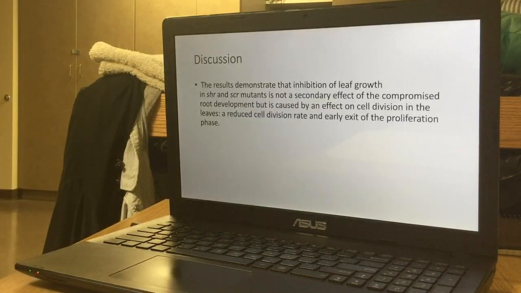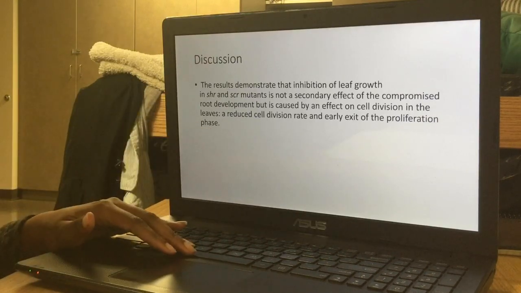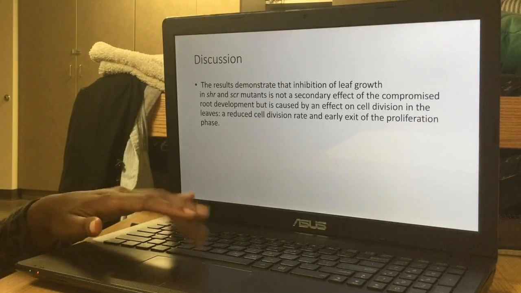And so for the discussion, the results demonstrated that the inhibition of the leaf growth in short root and scarecrow mutants is not a secondary effect of the compromised root development, but it's actually an effect of cell division in the leaves. There was some hindered cell division, so of course there would be hindered growth in the leaves. And it also took place because of an early exit of the proliferation phase.